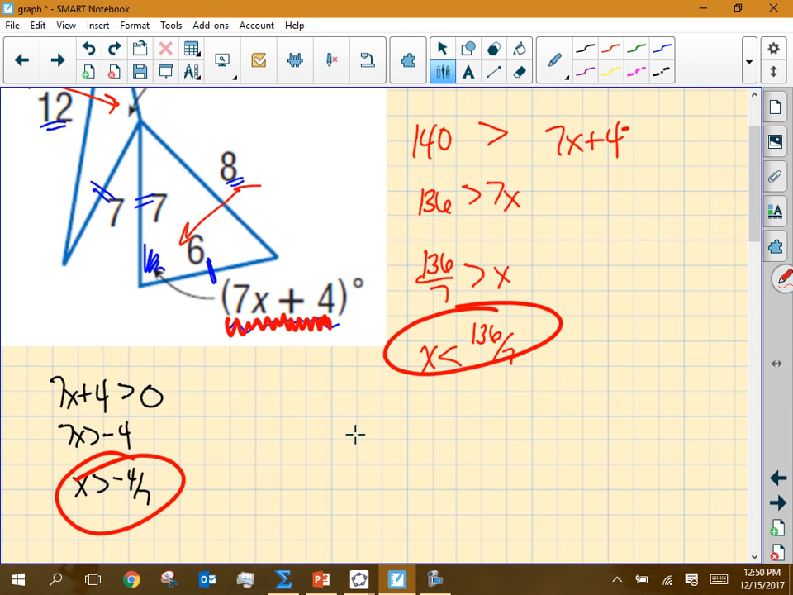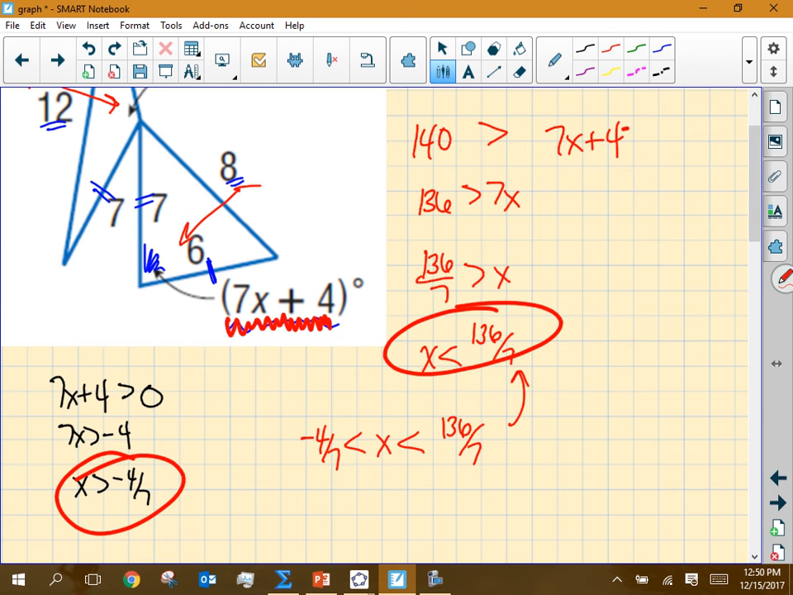Okay? We're looking for numbers that are between -4/7 and 136/7. So I write this as -4/7 is less than x, because that's exactly what this is saying. Okay? And then I write x is less than 136/7, because that's exactly what that's saying. And that would be my final solution. When you write these, they're called intersection statements or and statements or between statements.